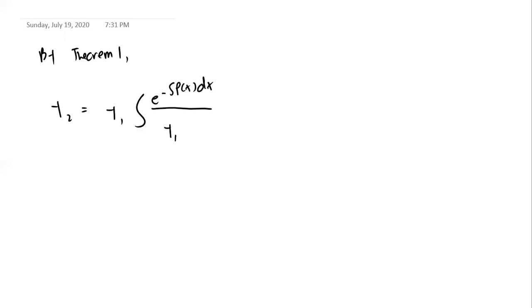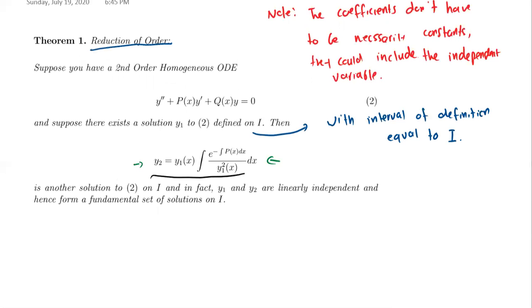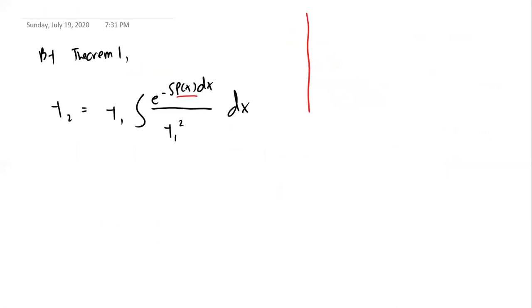So by theorem 1, the reduction of order theorem, y2 is going to be equal to this messy thing: y1 times the integral of e to the negative integral of p of x dx over y1 squared, dx. So we'll go ahead and plug everything in. The first thing to do, though, is remember that in the theorem, this p of x came from after we divided whatever was multiplying the second derivative. So we have to do that in this case in order to find what p of x is.